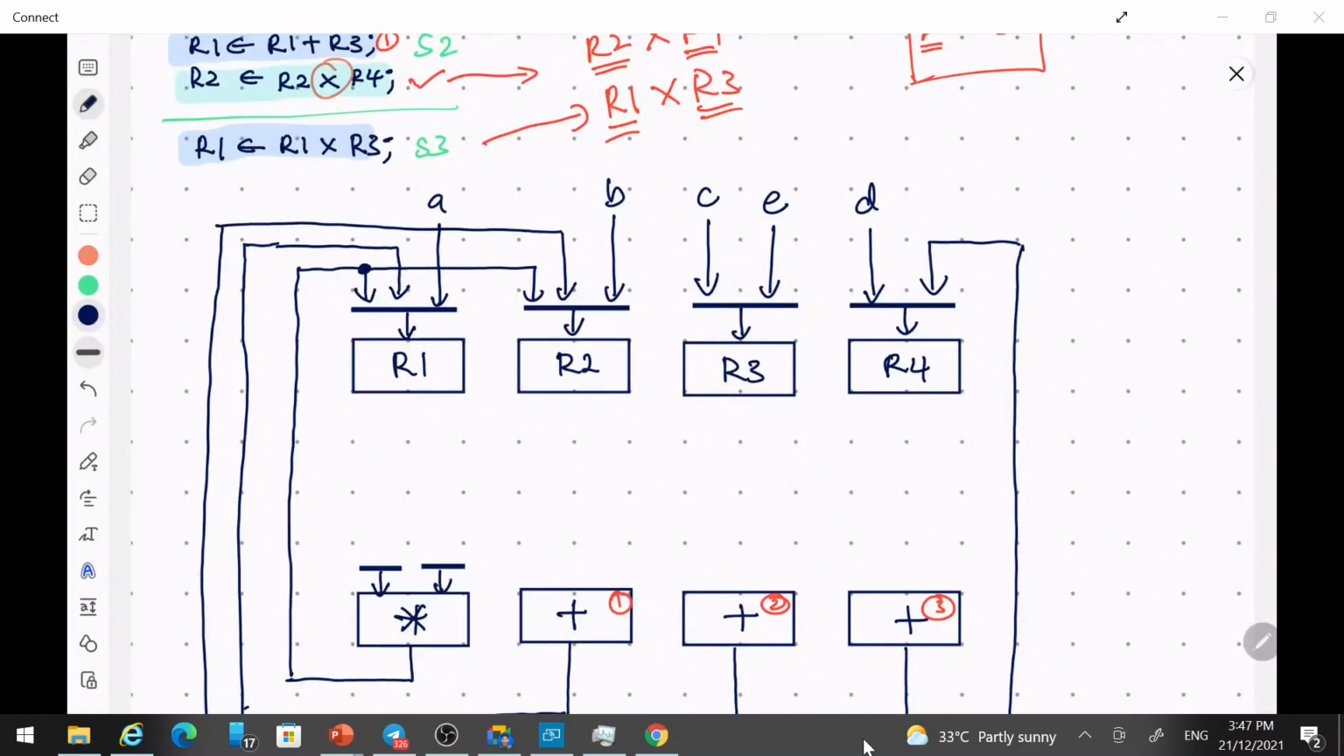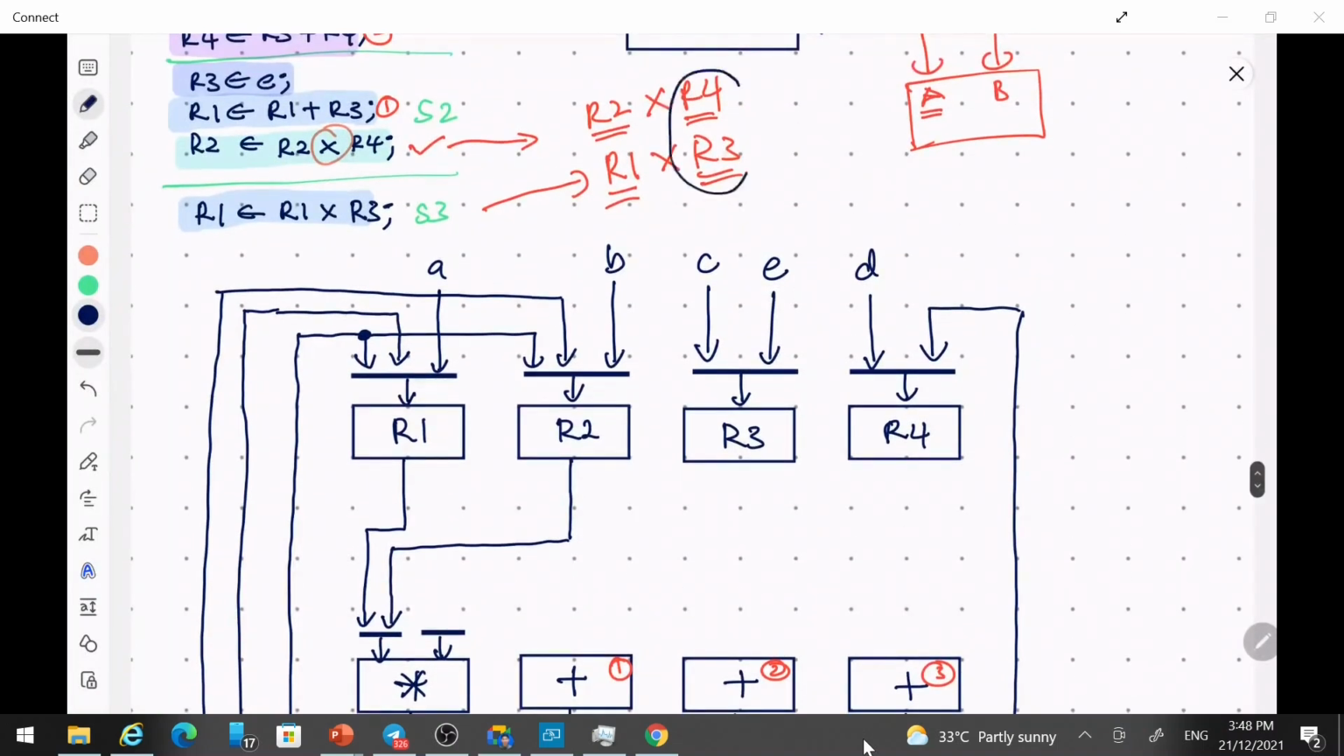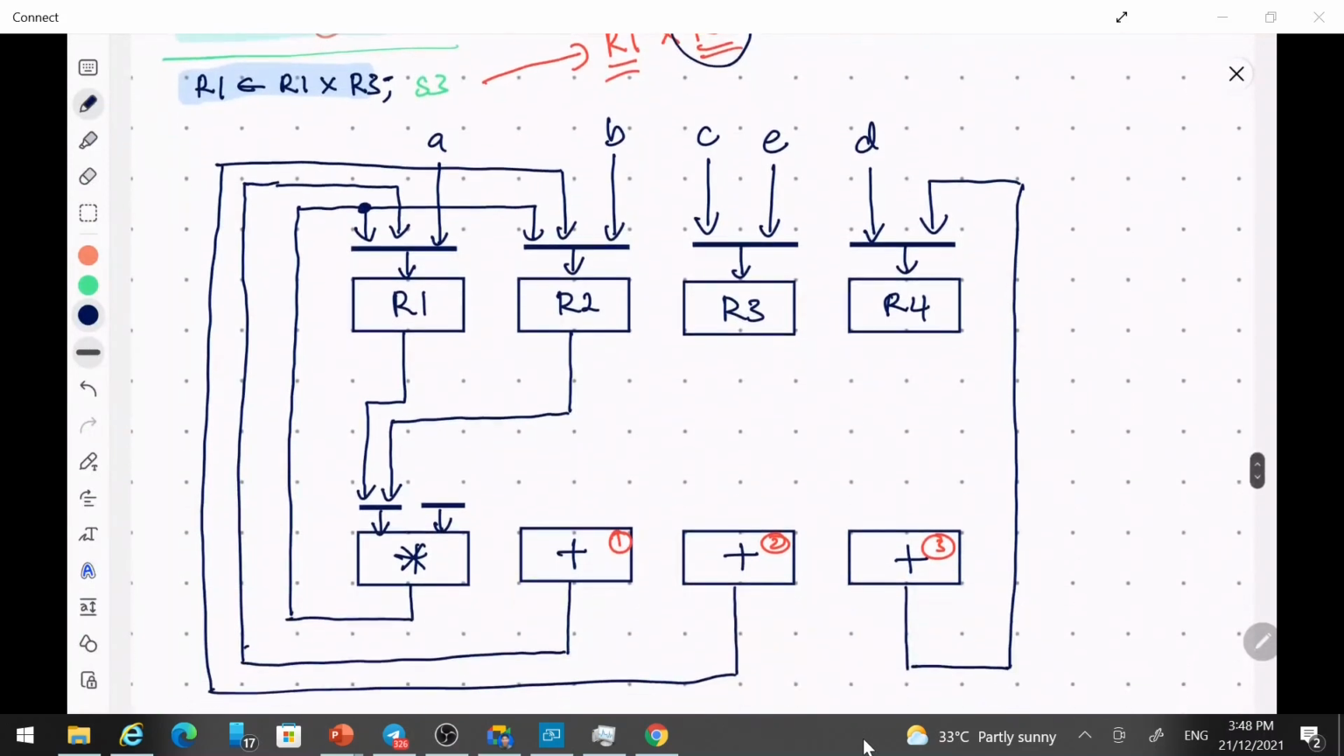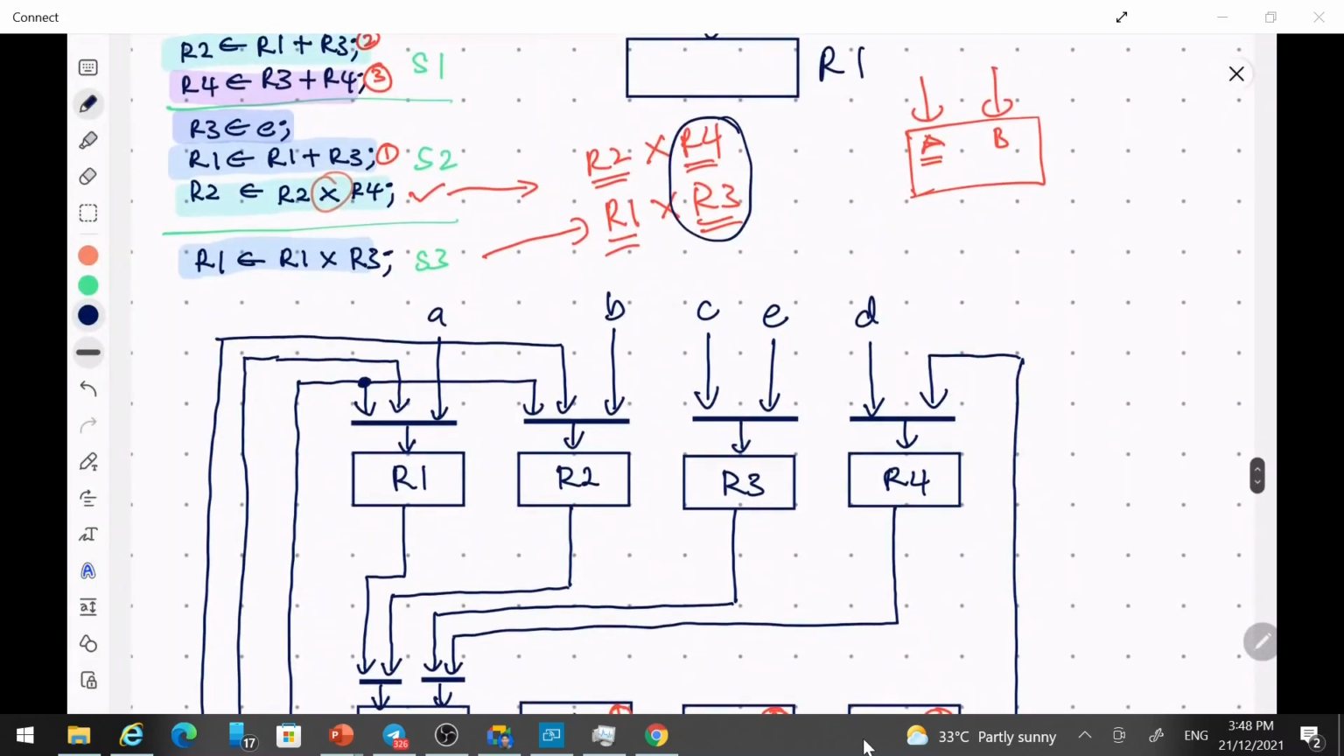Okay, and we have R1, R2. So here can be R1 or R2. And another one is R4 or R3. So we have R3 or R4. Like this, such that we can perform this operation.